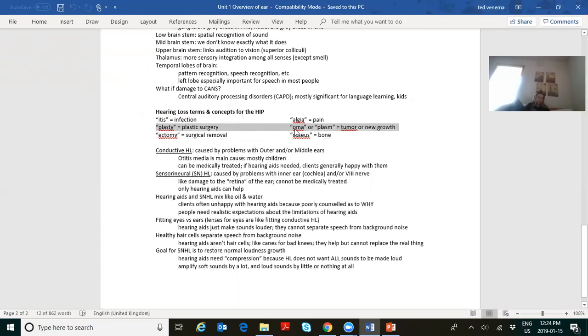Okay? Oma means tumor. Osseous means bone. Ectomy is surgical removal. So these are just suffixes, endings of words that you'll often notice in our field. And it's a good idea to have a good grip as to what those are, okay? Otoplasty is going to be plastic surgery on the ear, okay? Otitis is going to be ear infection. Oto is always ear. Conductive loss we looked at. Sensory neural loss we looked at.